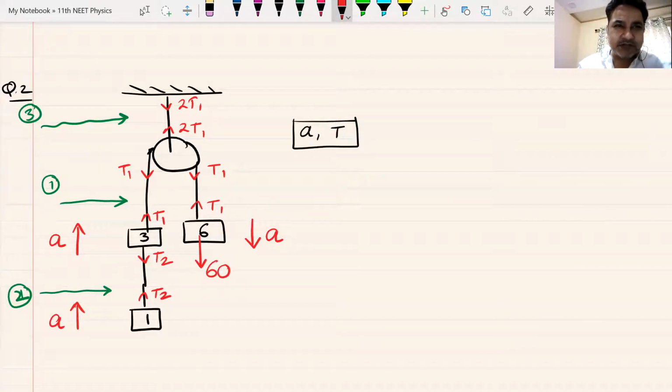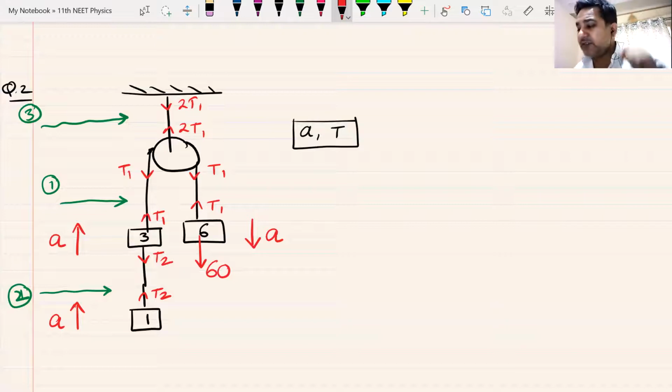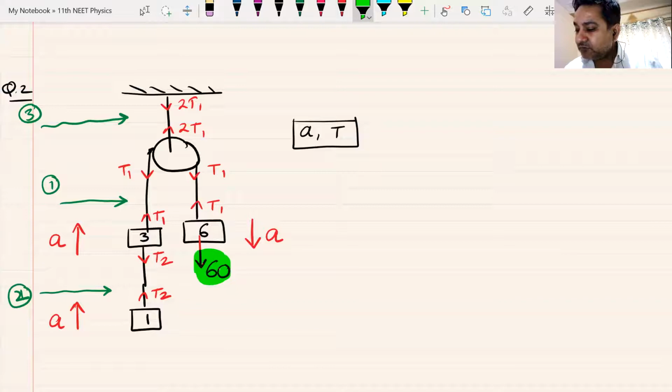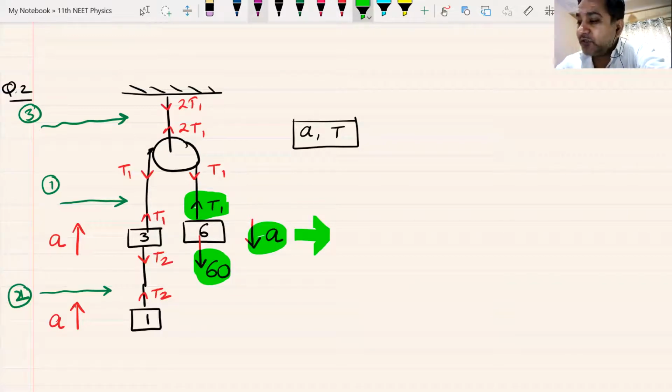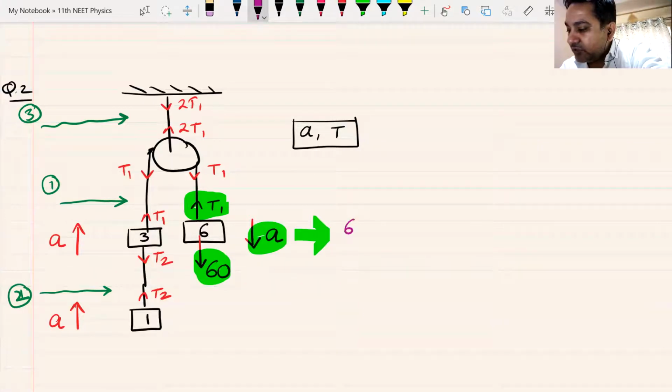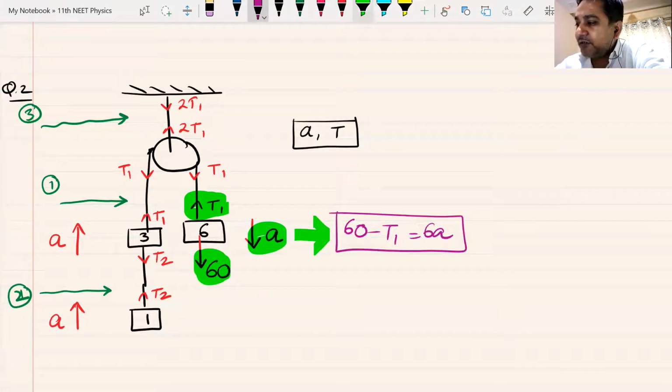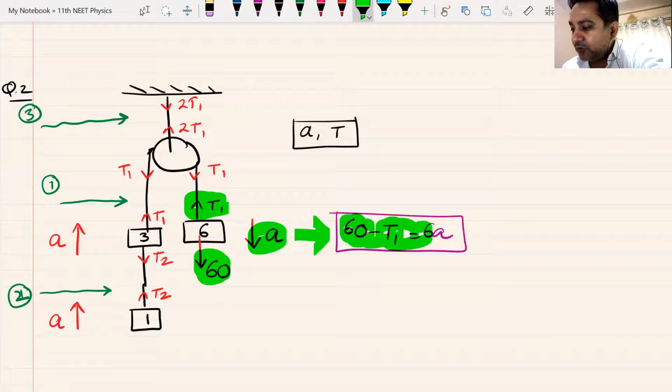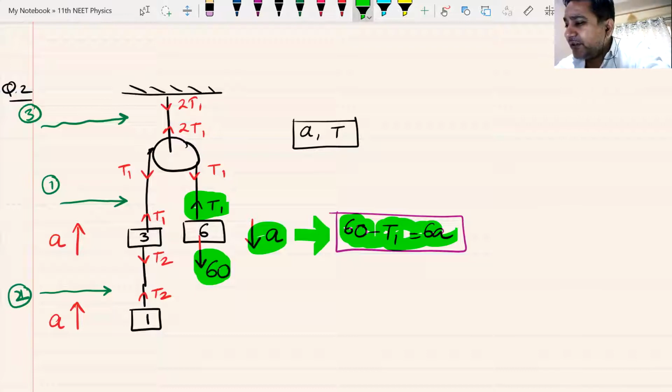Now is the easiest part. Just write the equation. I will start with this gentleman, 60 downwards, T upwards, A downwards. What is the equation? You will say the equation is very simple. The equation is 60 minus T1, yes Niharika, is equal to 6A. That is the equation. The green one, we all know the green one. Don't you worry. Now let us move on to the second one, the second free body diagram.